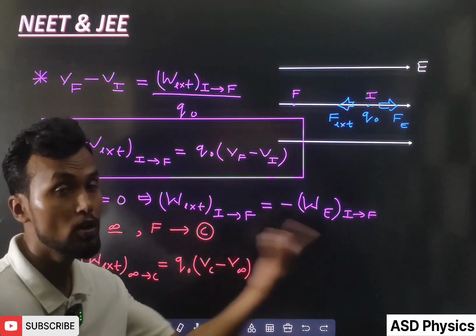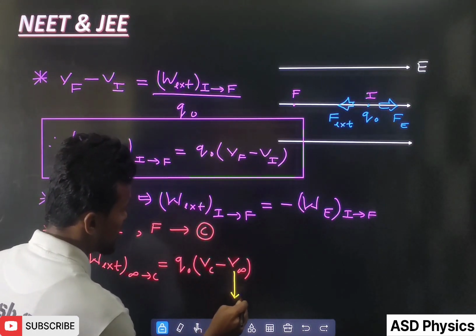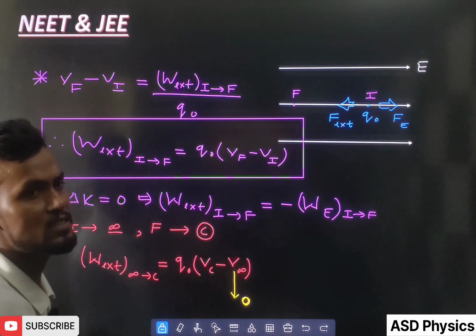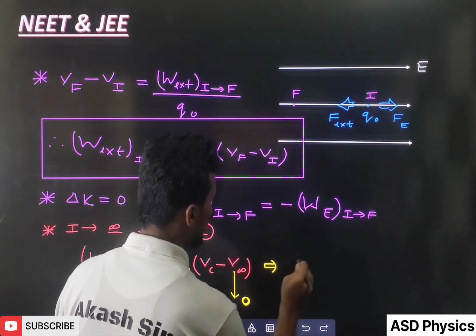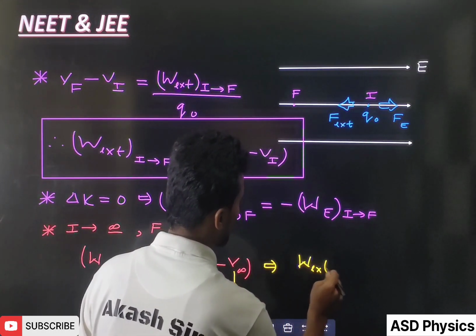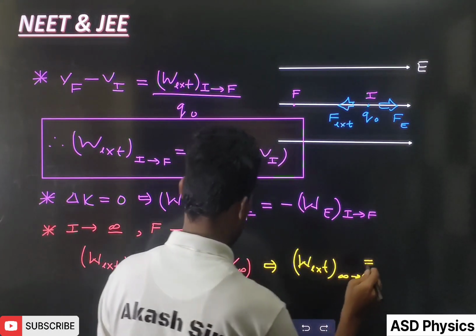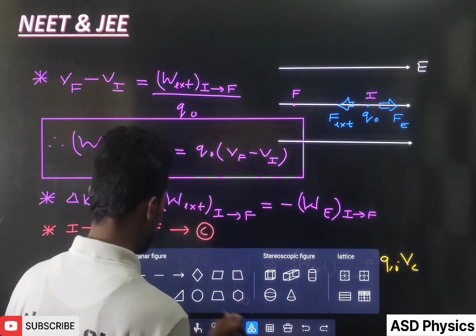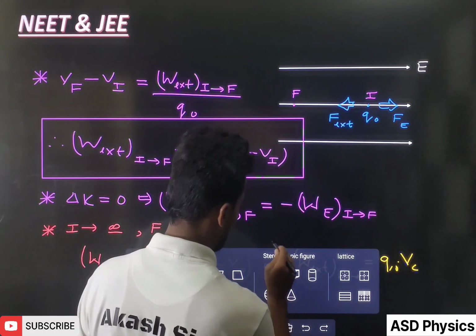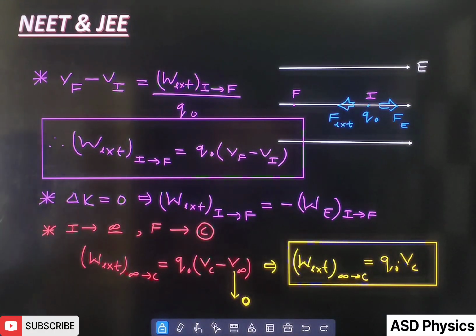Now we are talking about the question. Okay, and remember that the electric potential at infinity is always 0, that is the reference. So the formula becomes W external from infinity to C, the center, is given by q naught into Vc, is it? So this formula we have to use here. See, this is the formula. Can you see very well how we have made the formula, q naught into Vc, is it?